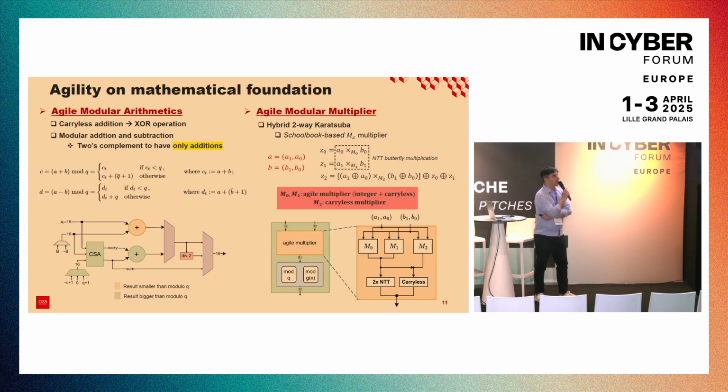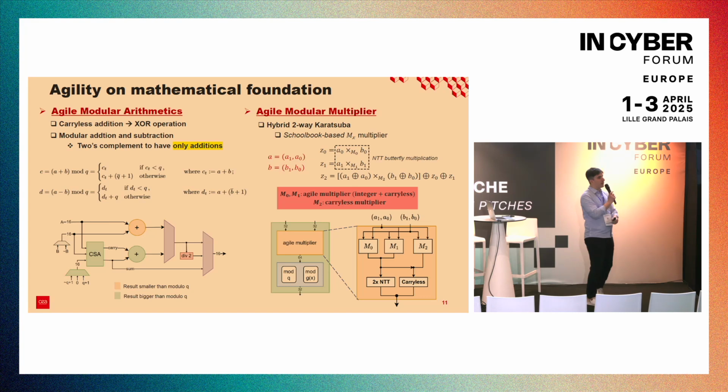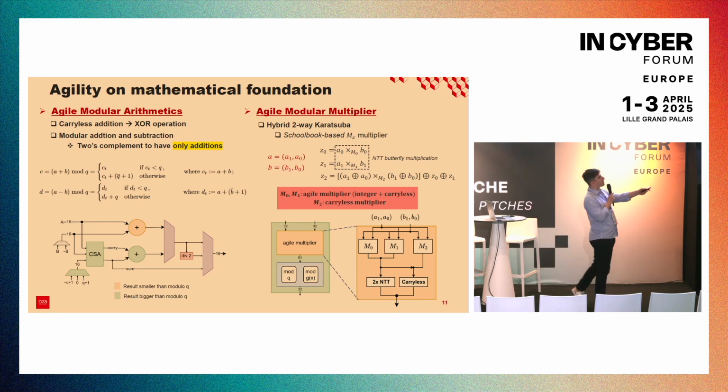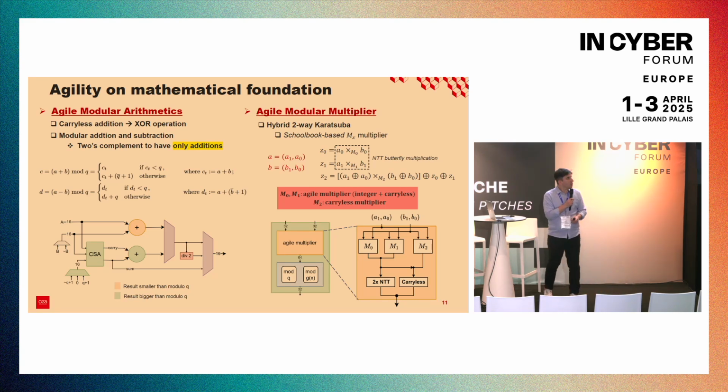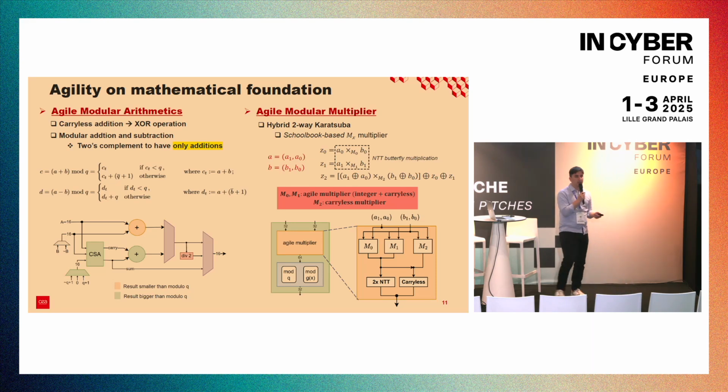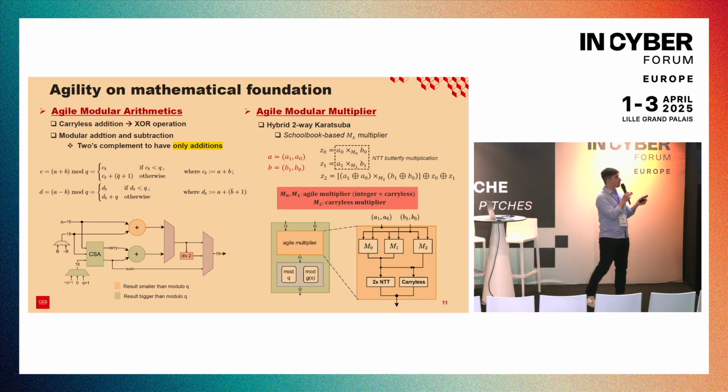Then we also implement an agile modular multiplier, where a given modular multiplication is performed using two different steps. The first step is to compute the scalar multiplication, and the second step is to apply the reduction. For our agility, we focused on the first step, and we proposed an approach based on a carryless two-way Karatsuba operation. The two-way Karatsuba takes as input two polynomials, two data, and splits them into parts.